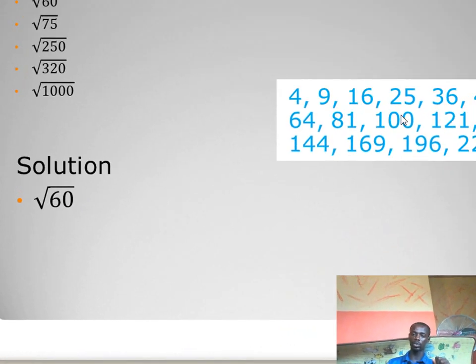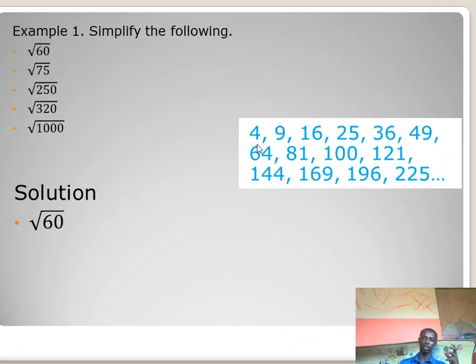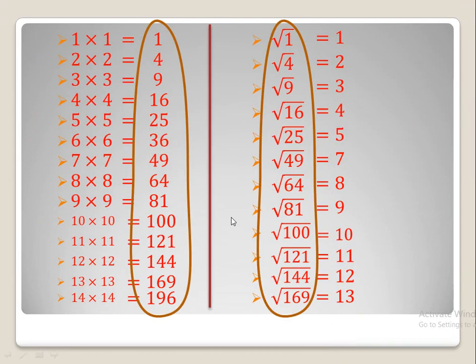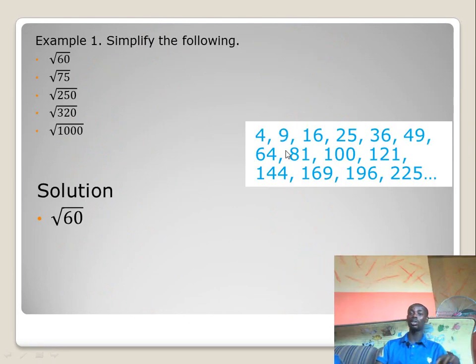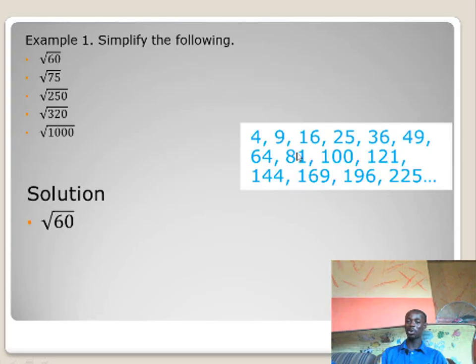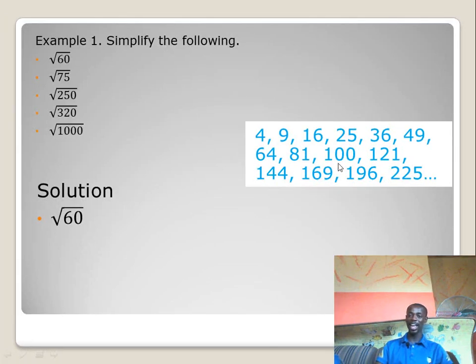We'll first make a list of these numbers. Remember those numbers I showed you the other time? You call them perfect squares or perfect roots, depending on how you use them. The first thing you do is make a list of these. Now, from this list of numbers, you choose any of these that is a factor of 60. There is a reason I'm taking it slowly, so that you can understand. You pick any of these numbers that is a factor of 60, and that is 4.